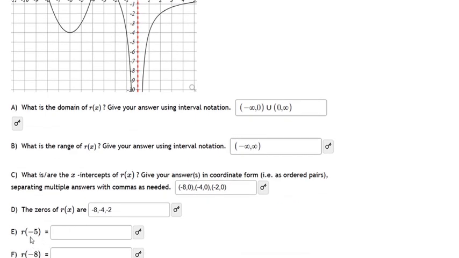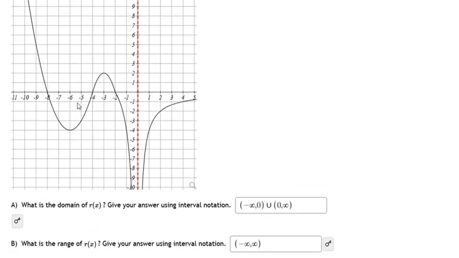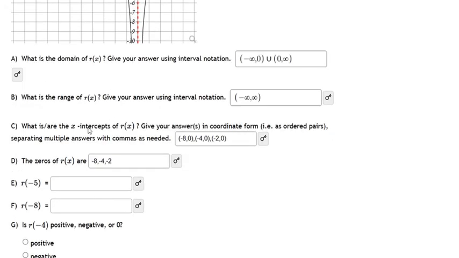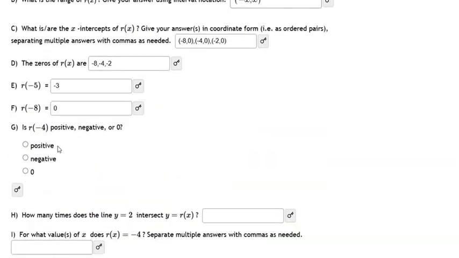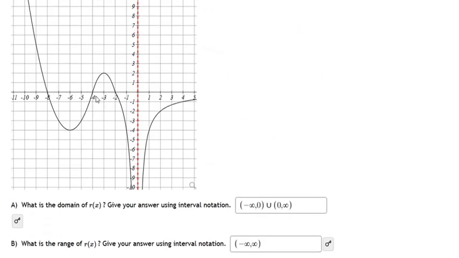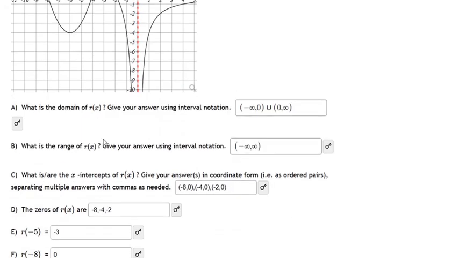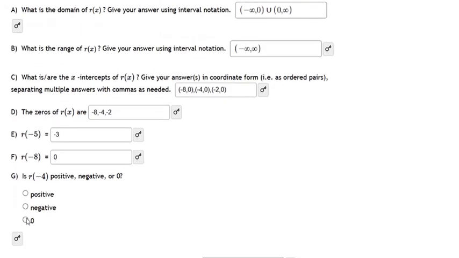R of negative 5 means plug negative 5 in for x, see what you get out for y. So at negative 5 for x, the function graph touches at negative 3 for y. Negative 8 for x, we get out 0 for y. Is negative 4 positive, negative, 0? So x equals negative 4. It looks like it's crossing the x-axis, so that'd be 0.